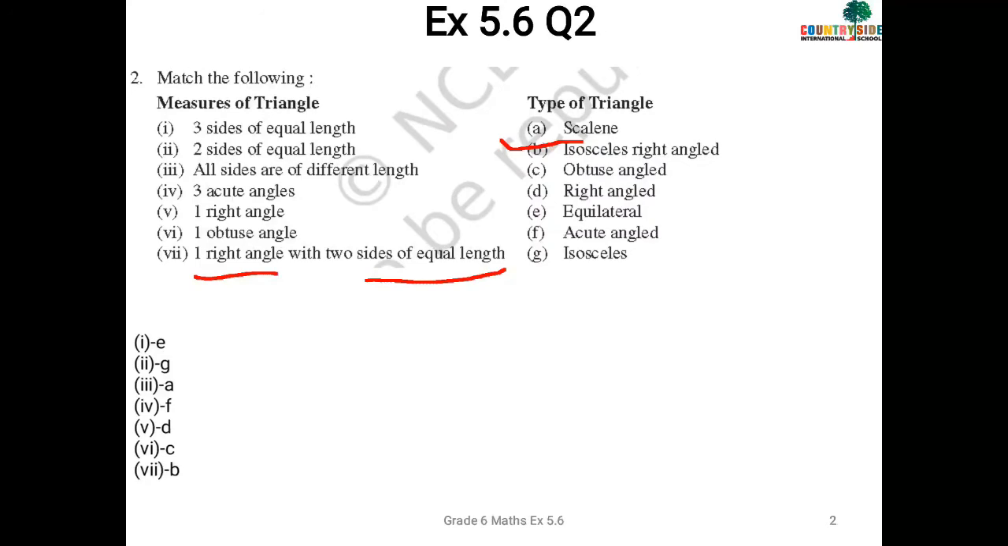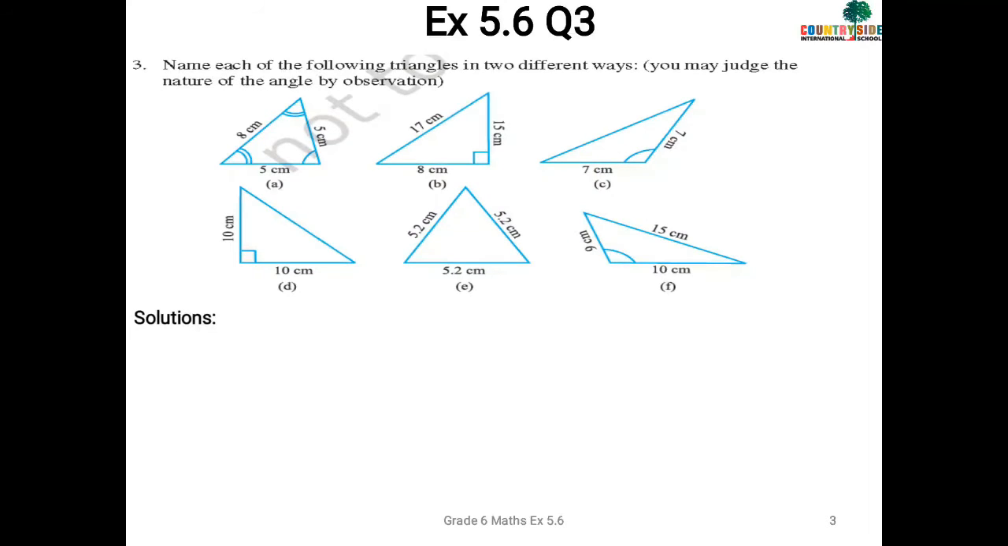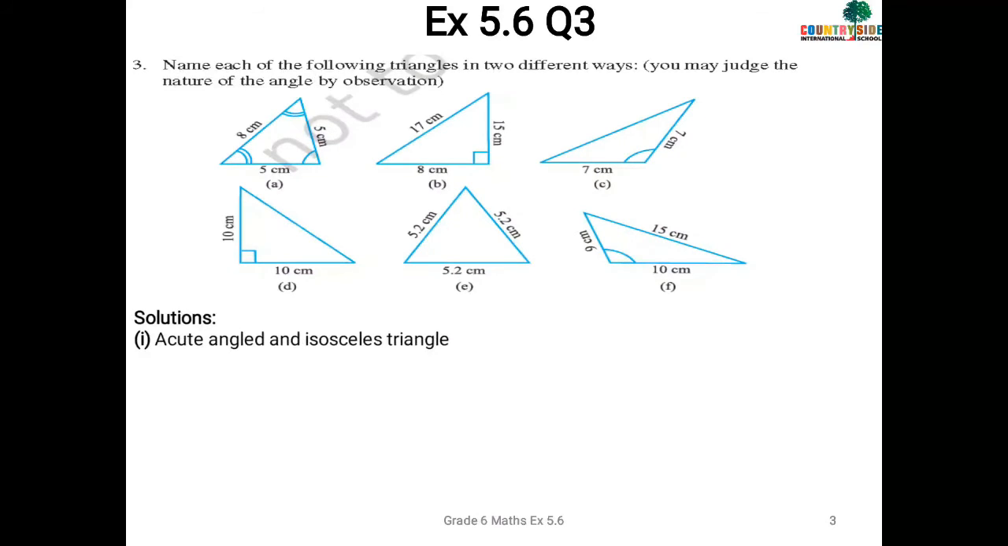Now let's solve question number 3. So scholars, now let's solve question number 3 from exercise 5.6. Name each of the following triangles in two different ways. Underline this phrase, two different ways. For the first part, two sides are equal, 5, 5 and the last side is 8. When two sides are equal, it is called isosceles, and all angles are less than 90 degree, so it is acute. So the answer is acute angle and isosceles triangle.